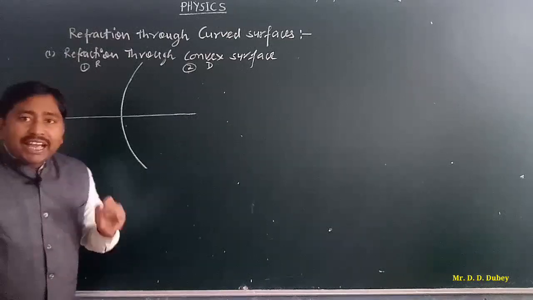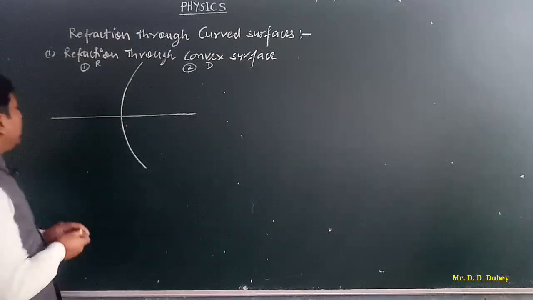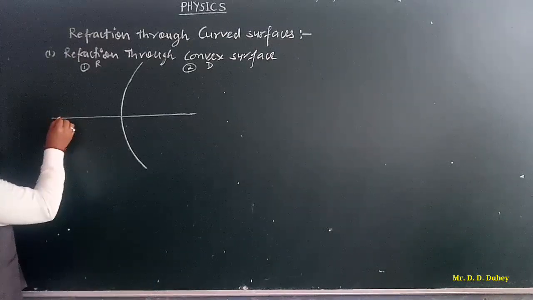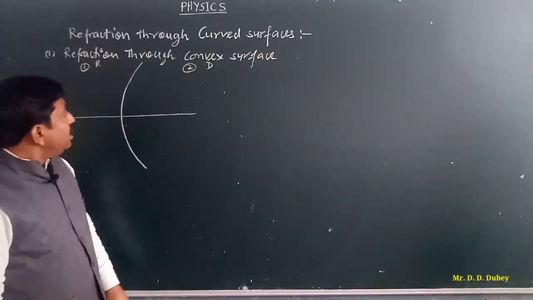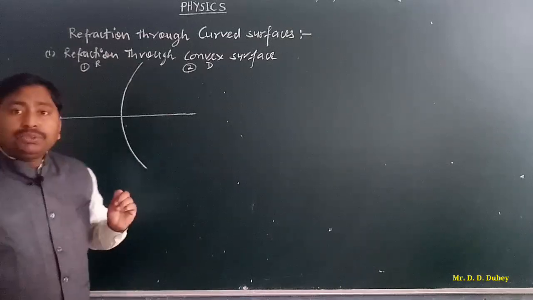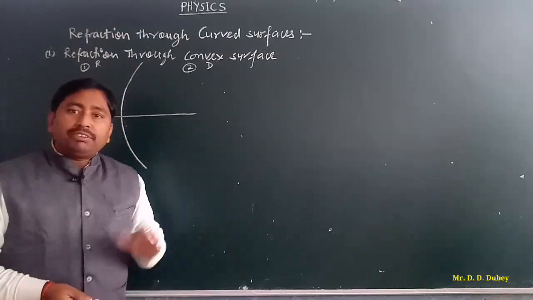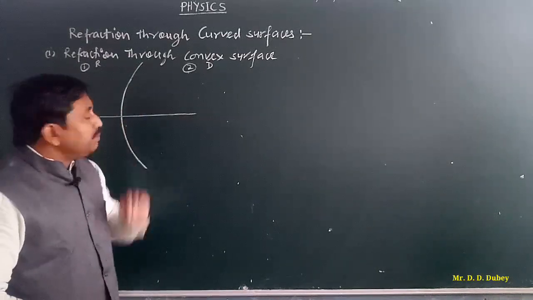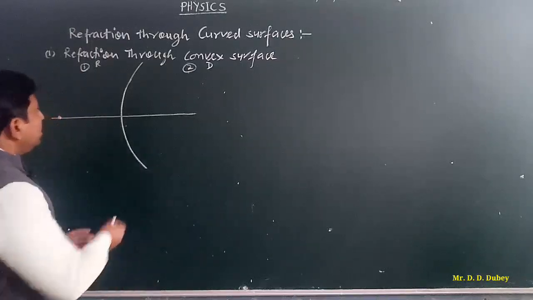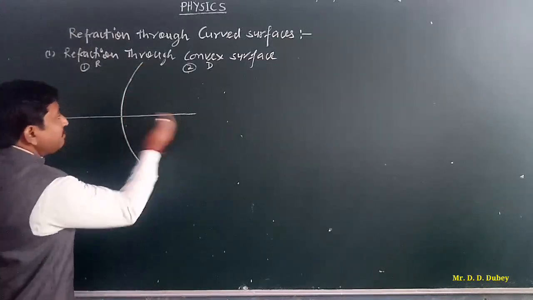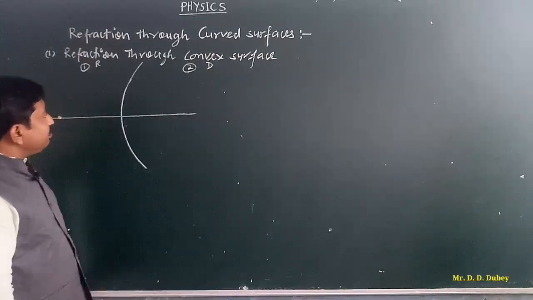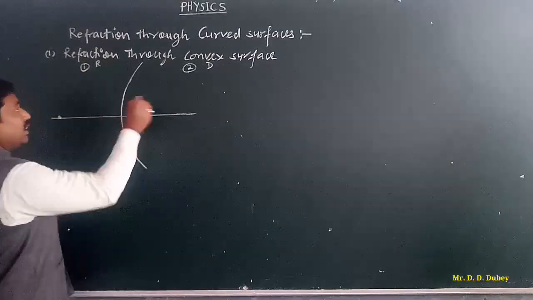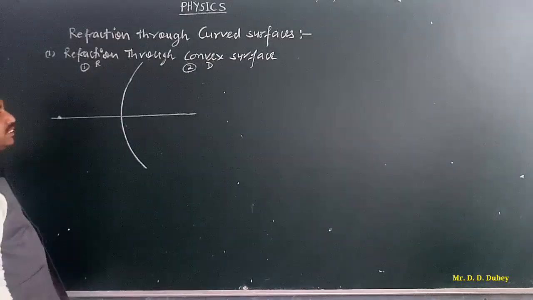So if there is a point object placed on the principal axis of this curved surface, then how will the image of this point object be formed in the denser media? This curved surface, which bifurcates the rarer medium from the denser medium, forms the image of this point object.